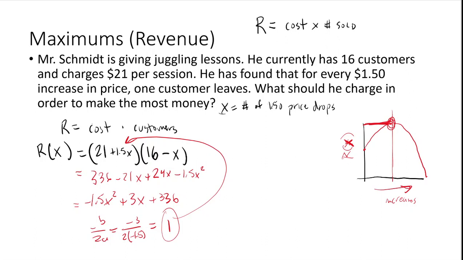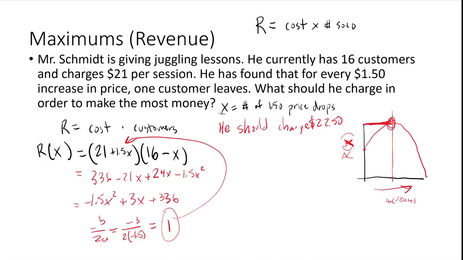So it's going to be, this is the answer. He should charge 21 plus 1.5. He should charge $22.50 per session. That way he'll have 15 customers, right? So what will his revenue be at that stage if you wanted to know that? Because the question could ask you that also.